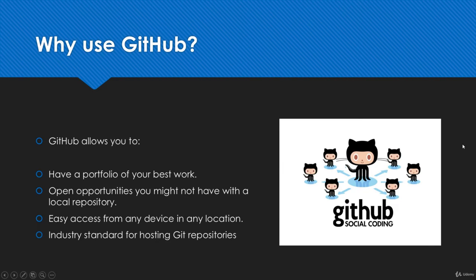So why use GitHub? I have a little picture here from GitHub saying social coding. This is almost like their motto. This is what they follow. You can see that GitHub is built around collaboration in development. So that's the main purpose of GitHub, to allow people to collaborate together to build projects. But it's not just for collaboration. On top of that, GitHub is used or can be used as a portfolio for your best work.